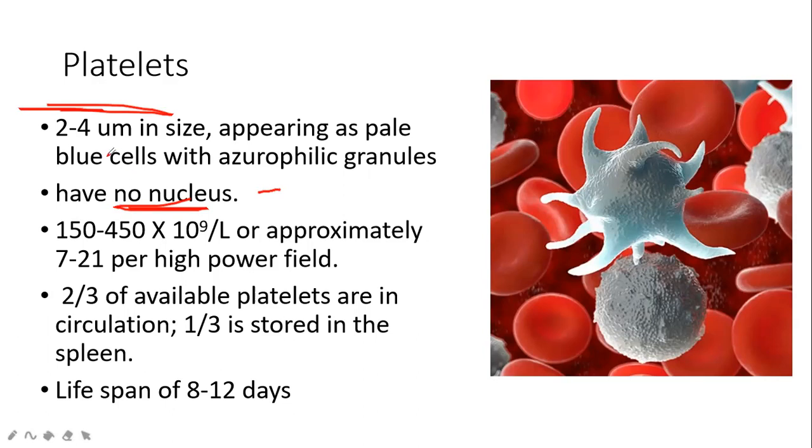Normal value of your platelets kay around 150 to 450 times 10 to the power of 9 per liter, or approximately you should be able to see around 7 to 21 ka platelets per high power field sa imong peripheral blood smear. So one thing also to remember with platelets kay 2/3 of your platelets ang naa sa circulation, meaning pag mag-perform gani ka og platelet count, only 2/3 lang ang ma-count. Kaya 2/3 lang man ang naa sa circulation.